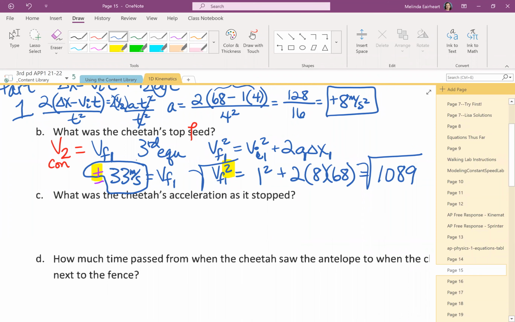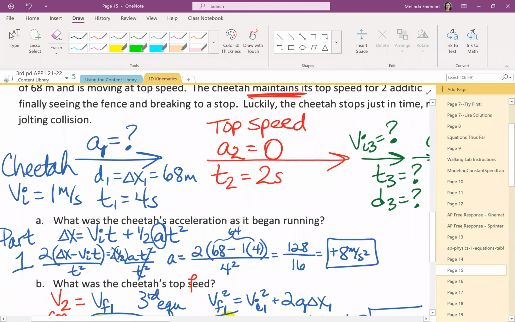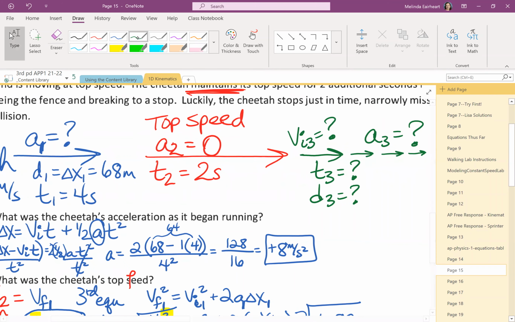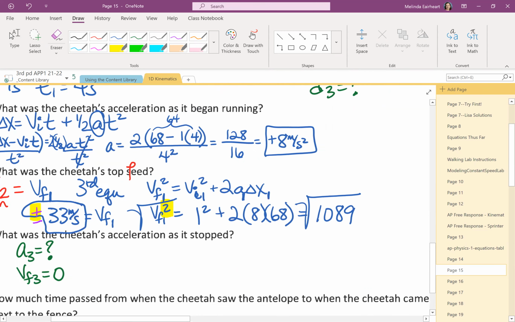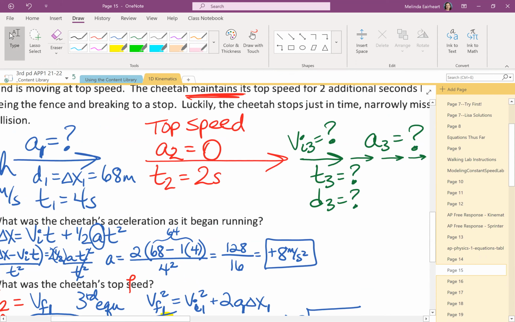Part C. What was the cheetah's acceleration as it stopped? What segment? The third. And so we're looking for the acceleration of the third. And we know final velocity. It comes to a stop. And we don't know time, we don't know distance, and we don't know initial velocity. Oh, Miss Earhart, I don't have enough. I can't solve it. Impossible. Move on. No, do the physics. What else could we figure out first?